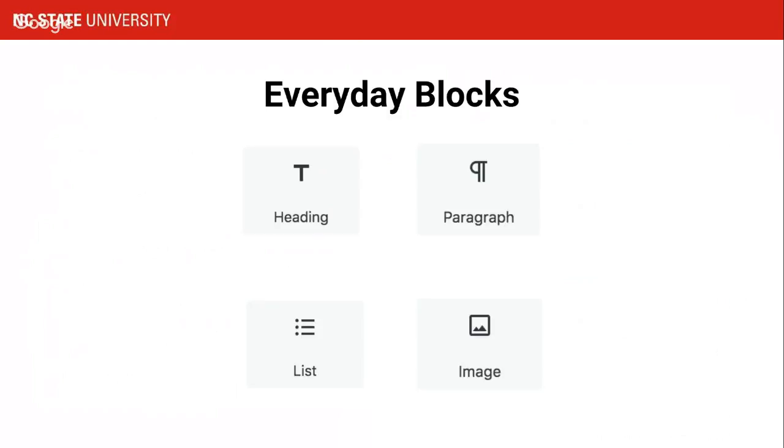So here are some everyday blocks, things that you're going to use over and over and over again, probably. Your paragraph block, which we've spent a lot of time on with these screenshots. Your heading block, for when you're putting larger text above a section to denote this is a new section. And the list block, which is both bullet points but also numbered lists.